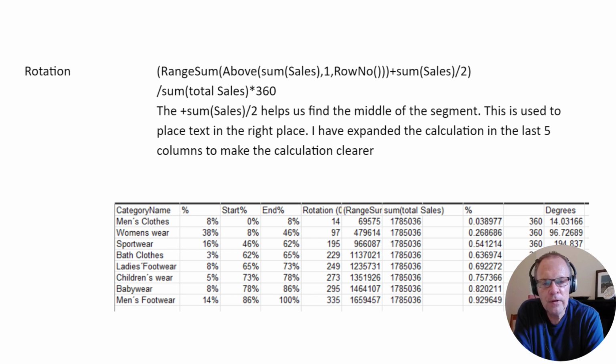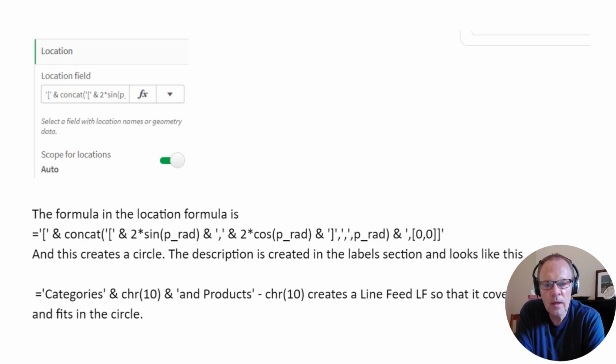So this gets progressively larger as we go down each row in the calculation. Okay, we also need to figure out how much to rotate the chart, and we can use this formula to figure out how much to rotate the chart. And I've added a few extra columns in to show how that calculation is made. I know my face is over the top of some of the values, but essentially we've got $69,000 worth of sales on 1.7 million. That's 3%, and 3% of 360 is 14 degrees. So that's how that's working.